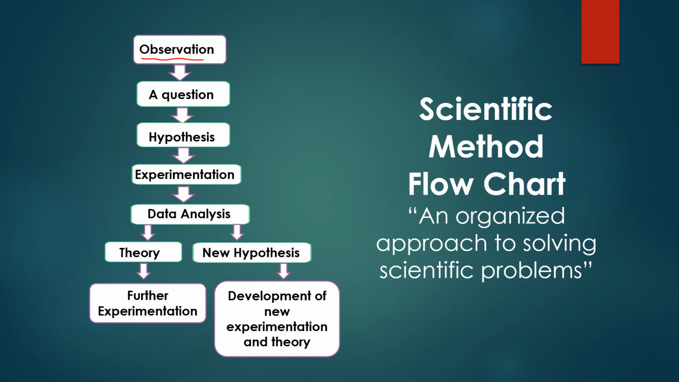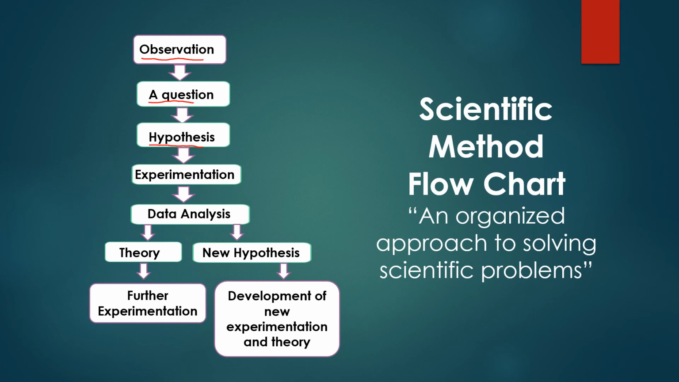After that observation, he then moved to the second step, a question. He saw the apple falling from the tree, observed that, and the question arose, why did the apple fall? Why didn't it float? Why didn't it go sideways, etc.? From that question, we move on to the next step, hypothesis.